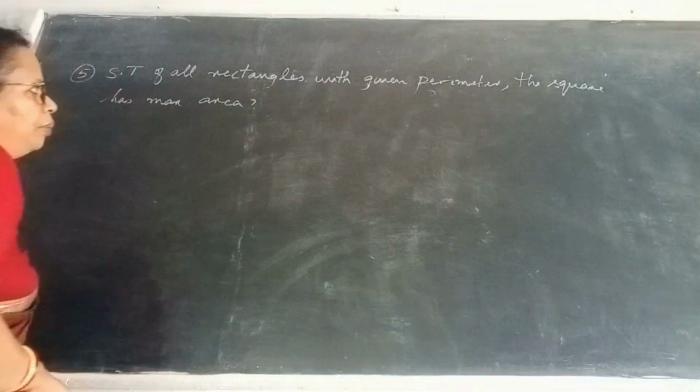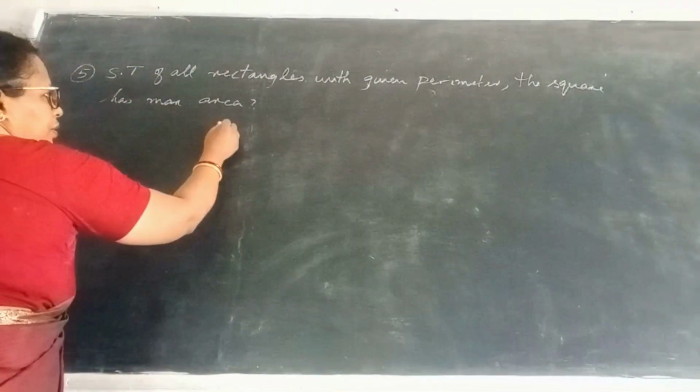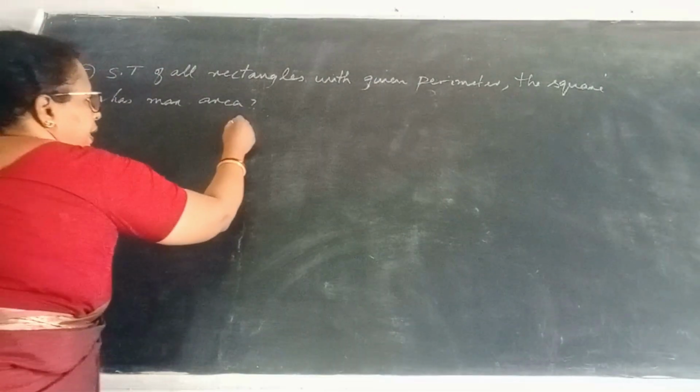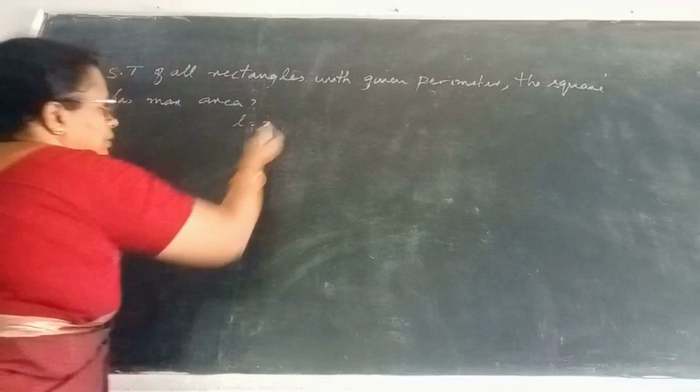How to do it? Perimeter is given. What is the perimeter of a rectangle? 2 into L plus B. Let us take L as x.